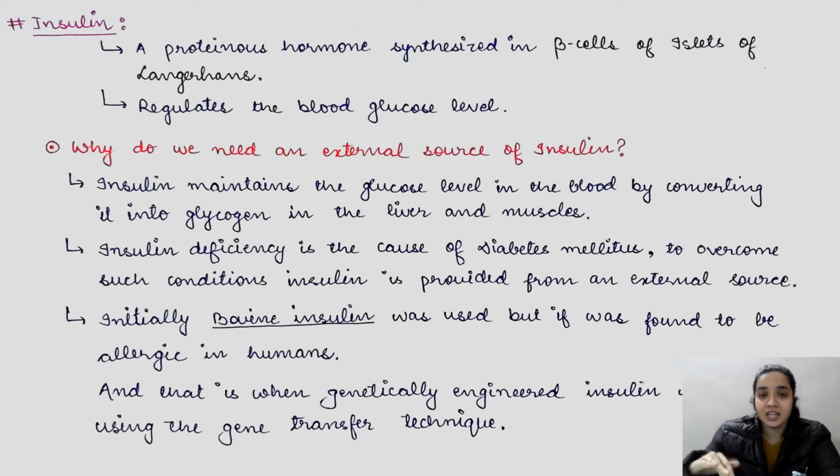Initially, bovine insulin was being used. What is bovine insulin? Bovine insulin is the insulin which is isolated from either cattle or pigs. This insulin was initially used, but it was later found to be allergic to humans. And that is when genetically engineered insulin was developed using the gene transfer technique.